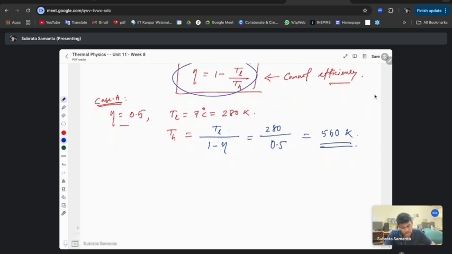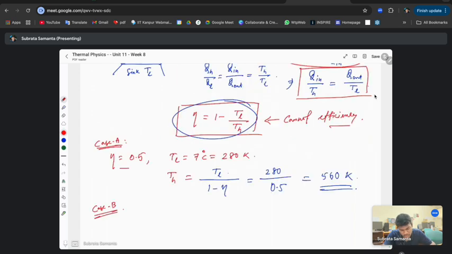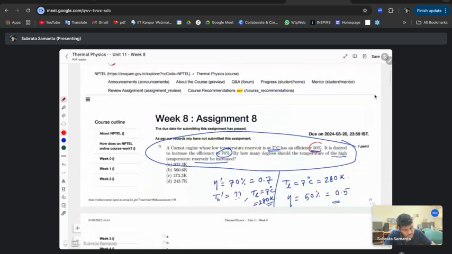Now for case B, in the given problem there are two steps. In the first step, when the efficiency is 50%, we calculated TH, whose value is 560 Kelvin, when TL is 280 Kelvin. This TL is 7 degrees centigrade, that means 280 Kelvin, and TH is 560 Kelvin, as we calculated.